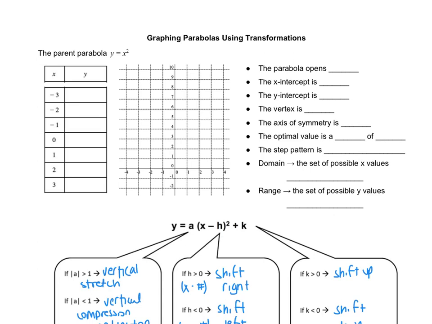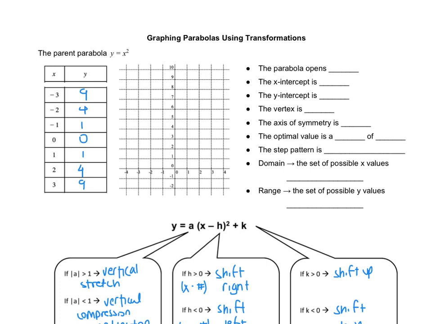So -3 squared is 9. -2 squared is 4. -1 squared is 1, 0 squared is 0, 1 squared is 1, 2 squared is 4, and 3 squared is 9. Notice that even the negative x values had a positive y value, because a negative number, when it's squared, is still positive because negative times negative is positive.